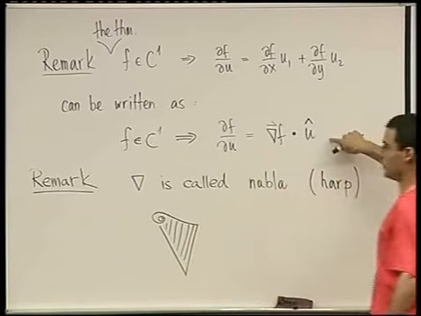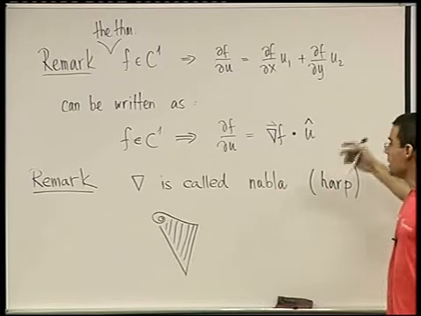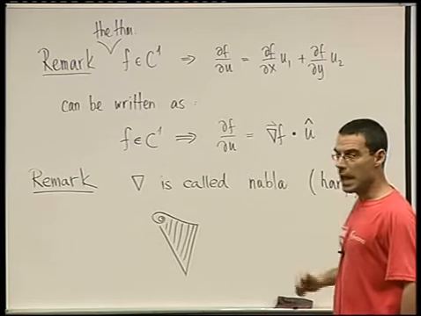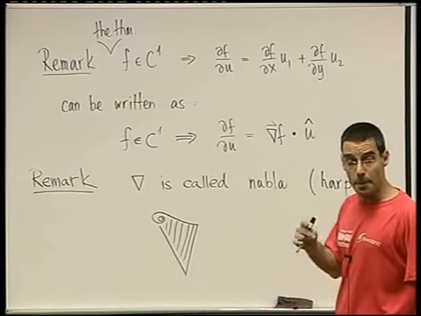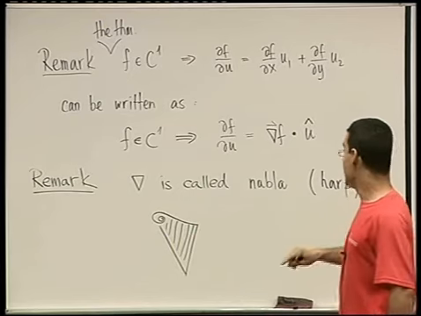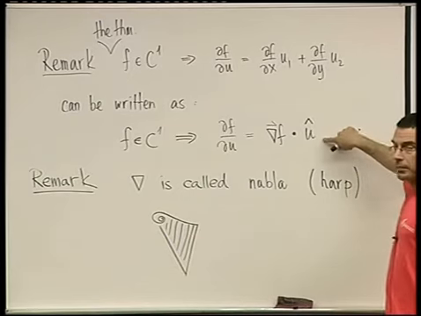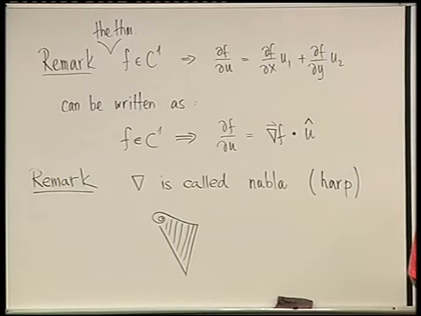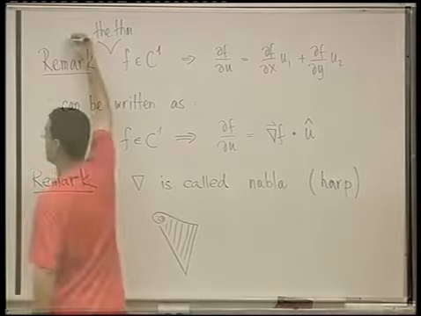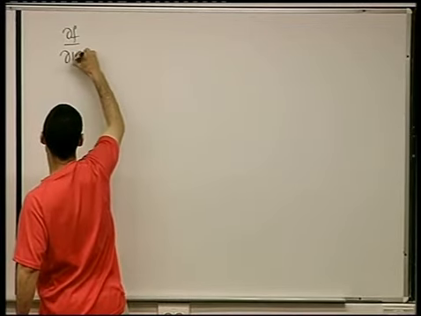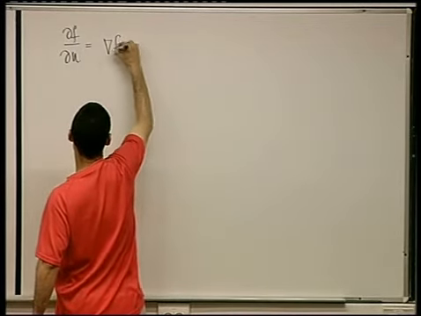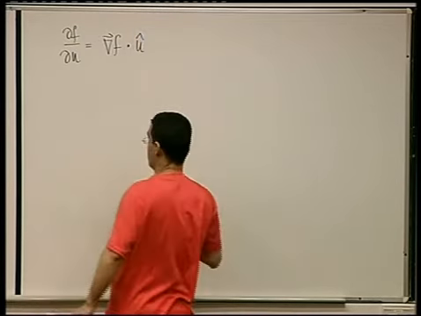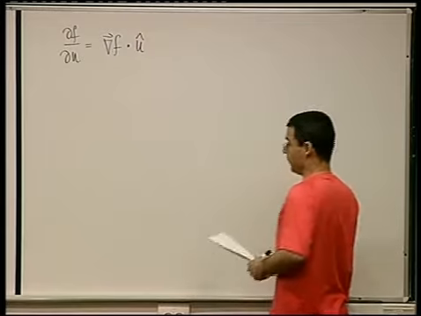I want to focus on this new thing that we just introduced, the gradient. It has a very useful geometric meaning, and that geometric meaning is going to stem from this property. So let me rewrite it: df/du equals the gradient of f dot u, where u is a unit vector.